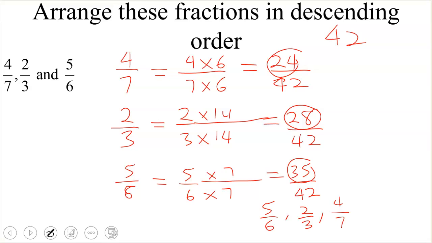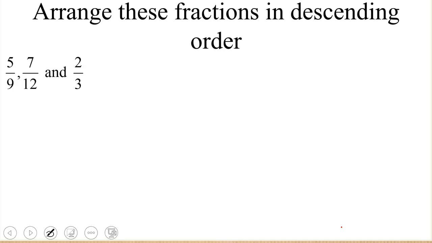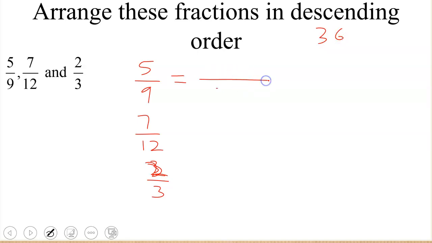Great. Right. Let's do the last example. Arrange these fractions in descending order. Again, in descending order. So again, we have 5 on 9, 7 on 12, and 2 thirds. Right. So what will be the LCM for 9, 12, and 3? If you go by the method that we've learned already, you are going to have 36 as your LCM. So 9 times what will give us 36?